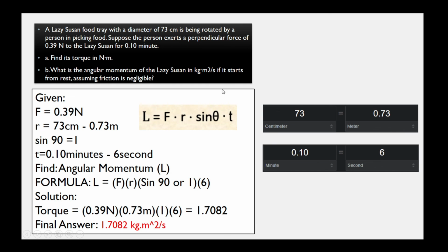So that's how you answer. You just have to take note of the unit and follow the formula, and that's how easy it is to solve a problem such as this.